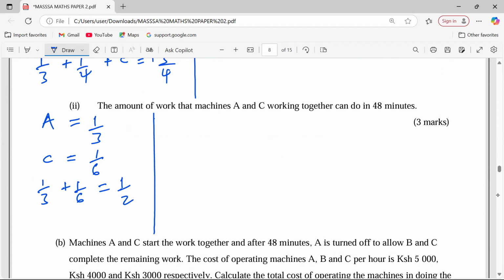What about in 48 minutes? So we can change 48 minutes to hours. 48 out of 60 multiplied by 1/2. So what fraction of work is this? And I'm getting 2/5 of the work.